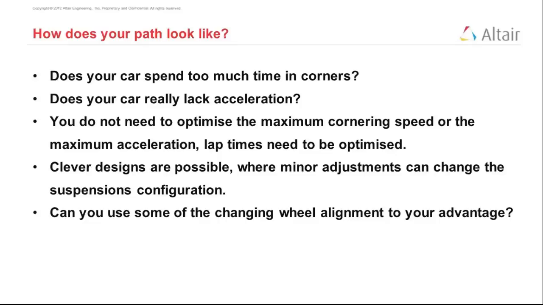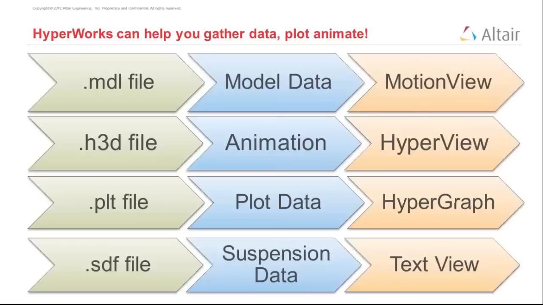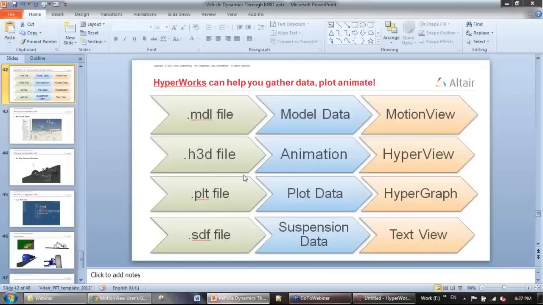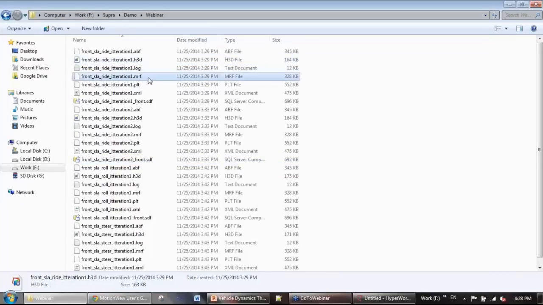Let us take a step back and look at HyperWorks again, and what information you have from HyperWorks. You have the MDL file, which is the model data, you have the H3D file, which is the animation, and these are the files that you will see are created here. The H3D, the MRF, the PLT, the XML. The XML is your model. The log file is something that you want to keep.